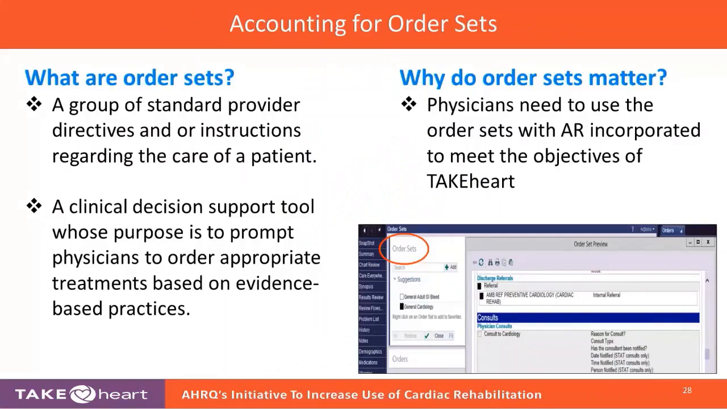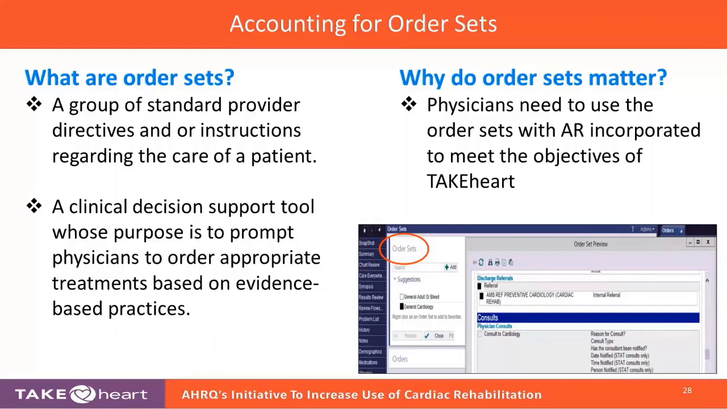So just taking a step back for some terminology, to make sure we're all on the same page. We talk a lot about order sets in IT. Order sets are really just a group of standard provider directives or instructions about the care of a patient. It's a very convenient tool for providers. You can think of it as a form of clinical decision support, where the system is saying, here are all the orders that I think are appropriate for this patient, or we would say appropriate for 80% of patients. So that's our rule for what makes it into an order set. The clinician can take things off and make tweaks, but it really streamlines the process and helps them get all the right orders in place.